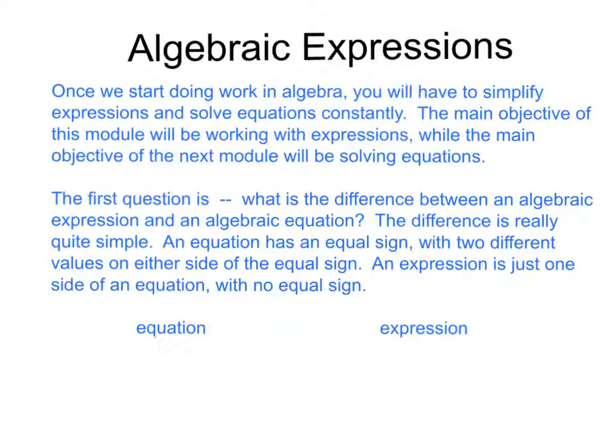The difference is really quite simple. An equation has an equal sign with two different values on either side of the equal sign. An expression is just one side of an equation with no equal sign. So, an example of an equation would be something like x plus 3 equals 5. An expression would just be one side, for instance, x plus 3.